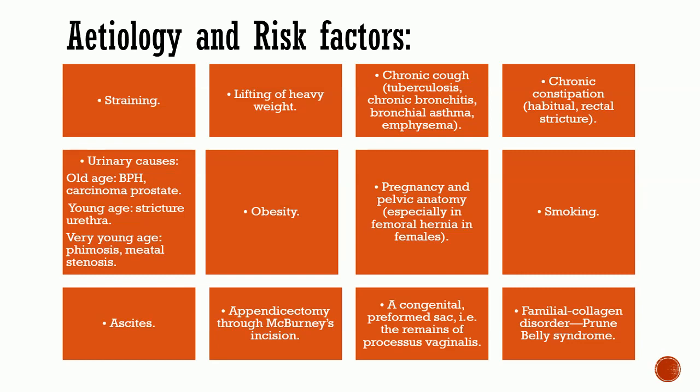Smoking. Ascites. Appendicectomy through McBurney's incision may injure the ilioinguinal nerve, causing right-sided direct inguinal hernia. An indirect inguinal hernia occurs in a congenital, preformed sac, the remains of processus vaginalis. Chances of presence of bilateral preformed sac is 60%. Familial collagen disorder, prune belly syndrome.